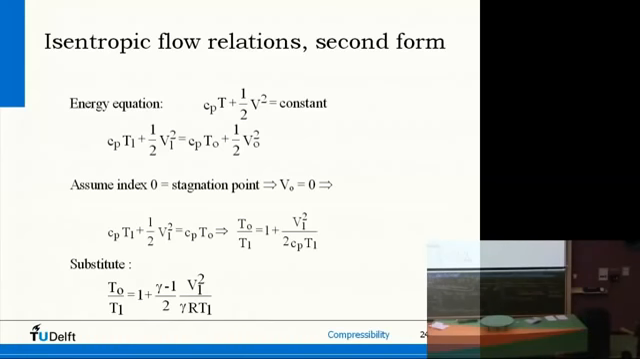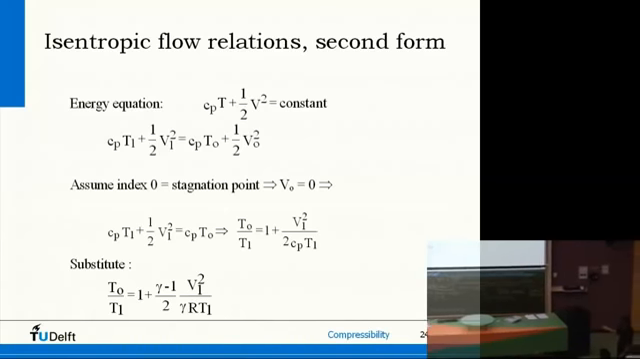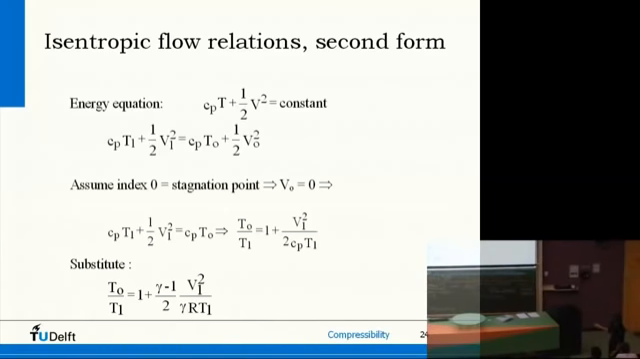So I divide by T1, and I divide by CP, so CP times T1, this one becomes the 1 here. I divide this one by CPT1, so I get V1 squared over 2 CPT1, and here CP drops out, T1 over T0. So a temperature ratio, total temperature over a temperature at some point, is equal to 1 plus the speed at that point, divided by 2 CPT1 at this point. And look, what we have here.